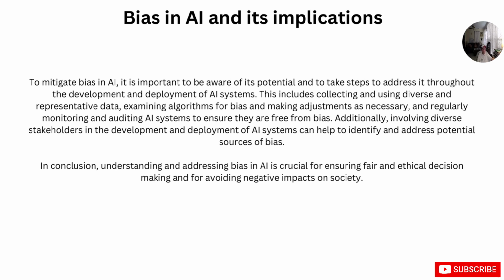To mitigate bias in AI, it is important to be aware of its potential and to take steps to address it throughout the development and deployment of AI systems. This includes collecting and using diverse and representative data, examining algorithms for bias and making adjustments as necessary, and regularly monitoring and auditing AI systems to ensure they are free from bias.